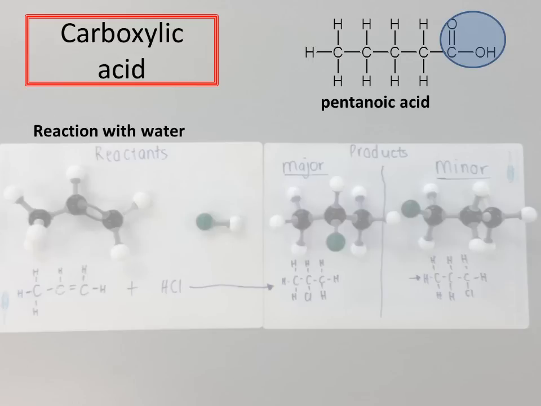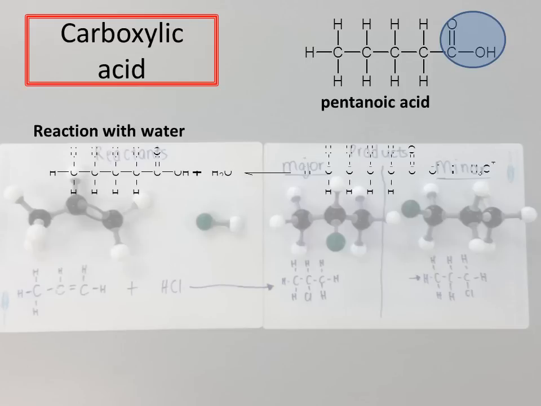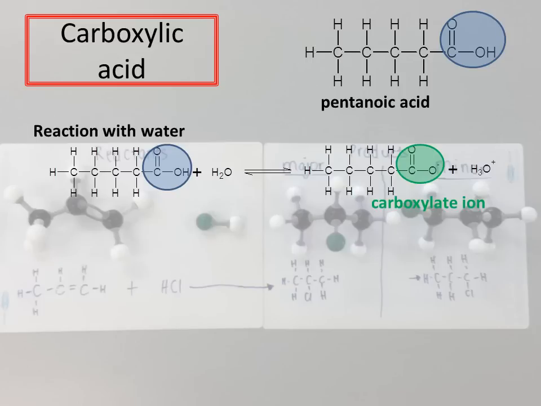Reactions with water. Because this is an organic acid, and all organic acids, or just about all organic acids, are weak acids, it's going to react with water and dissociate, so it's going to be at equilibrium. Basically it's going to donate its proton to the water, and it's going to make this carboxylate ion here. Notice this has lost its hydrogen, so now it's an O minus here.